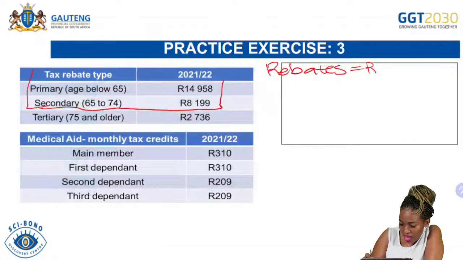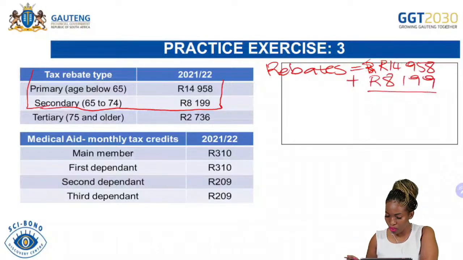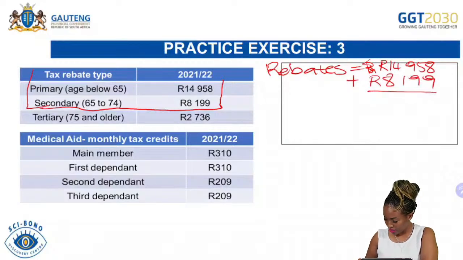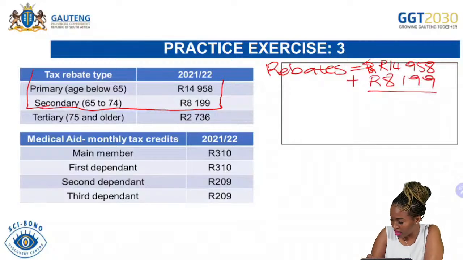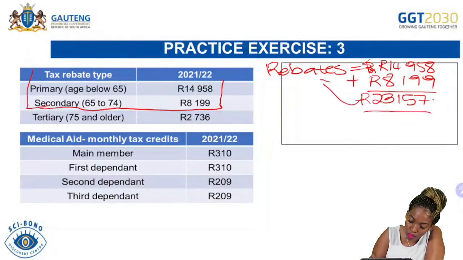So it means for him to get the rebate, his rebates, it is how much? It is 14,958 plus 8,199. So we do the math. You add the two. We say 14,958 plus 8,199. I'm getting the answer of 23,157. So this is the rebate that he is going to get.